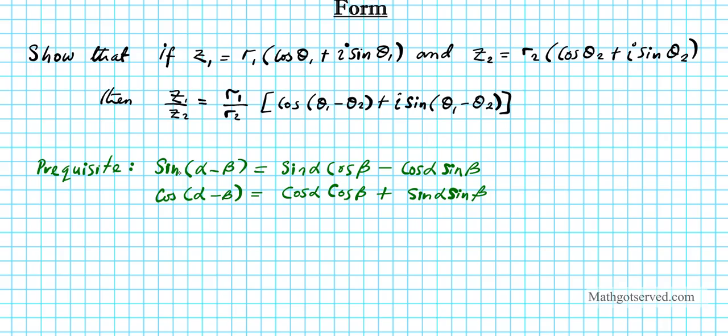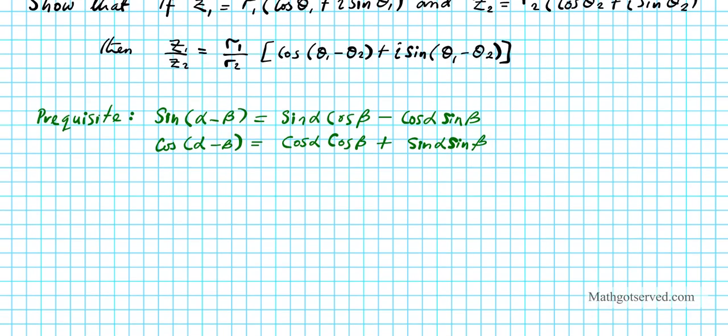Now, why am I just focusing on these two identities? If you look at the final result, our target expression, you notice we have the difference identities for sine and cosine. Okay. So that's why we're going to be making use of these two trig identities in completing the derivation. Okay. All right. Let's go ahead and get started.